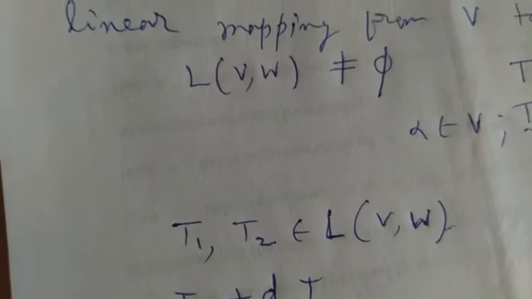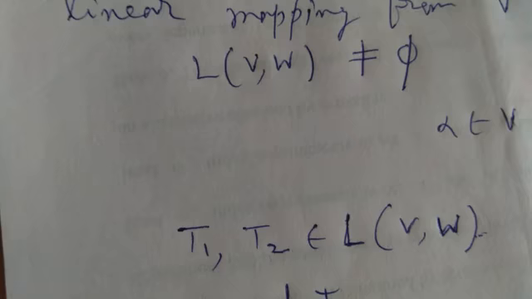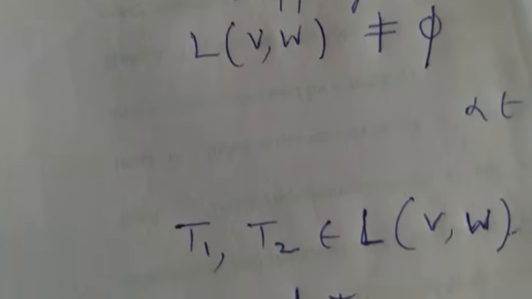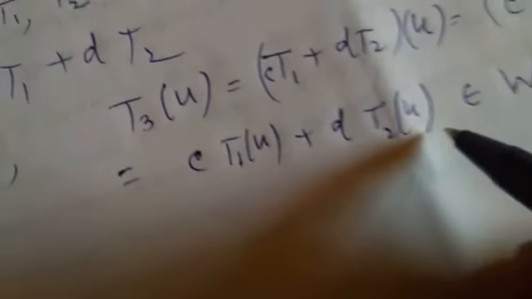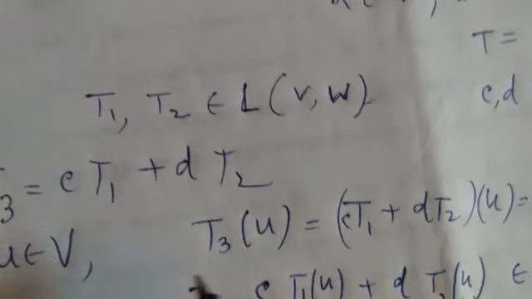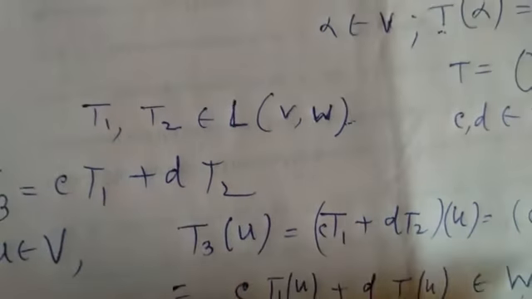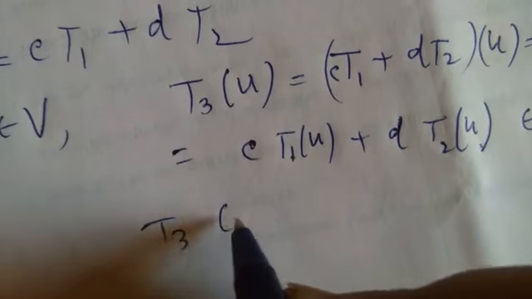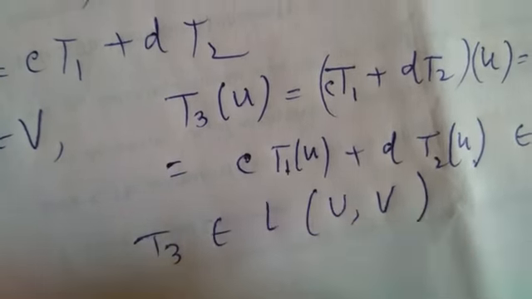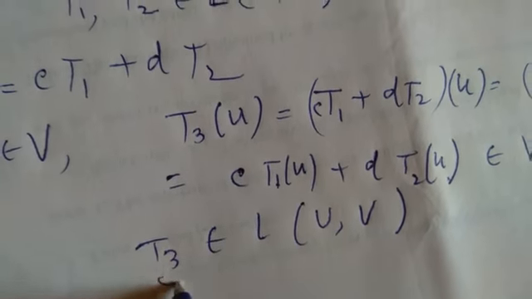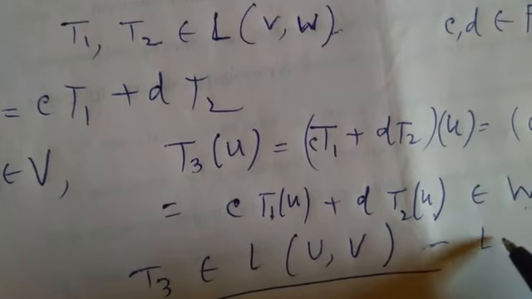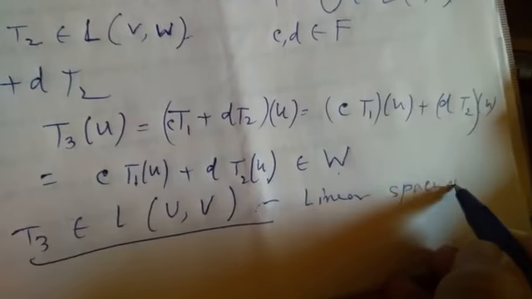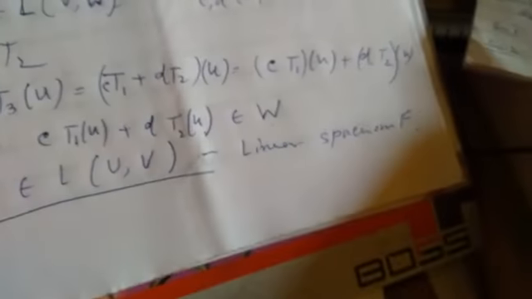that is equal to cT1(u) plus dT2(u), which belongs to W, as T1(u) and T2(u) belong to W. So T3, that is this linear combination, belongs to L(V, W). Thus, this is a linear space over F, the same field F.